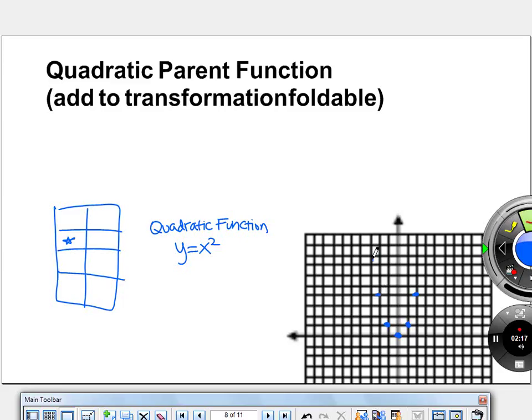Okay? And then this would continue. When we plug in 3, we'll get 9. Negative 3 will also get 9. Okay? All right, so that's all I want on the front door. Okay? You have it labeled as quadratic function. You have the parent function, and you have what those points are.